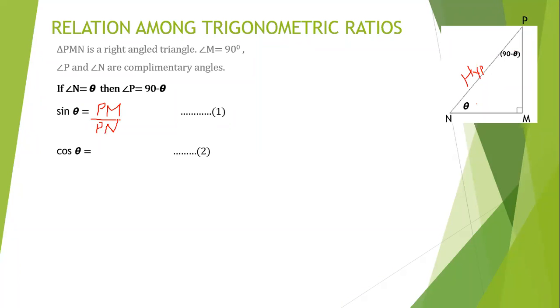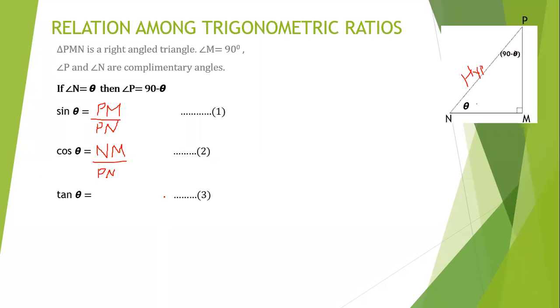Next, cos theta. The formula of cos theta is adjacent upon hypotenuse, that is, the adjacent side of angle theta upon hypotenuse. So the adjacent side of angle theta over here is side NM, right? So I'm writing here NM upon hypotenuse, which is PN, right? And number this as 2. The sine theta is 1 and the cos theta is 2.